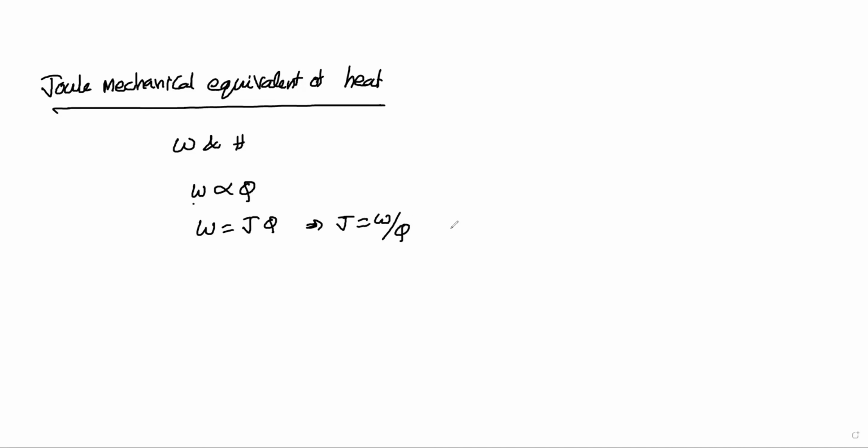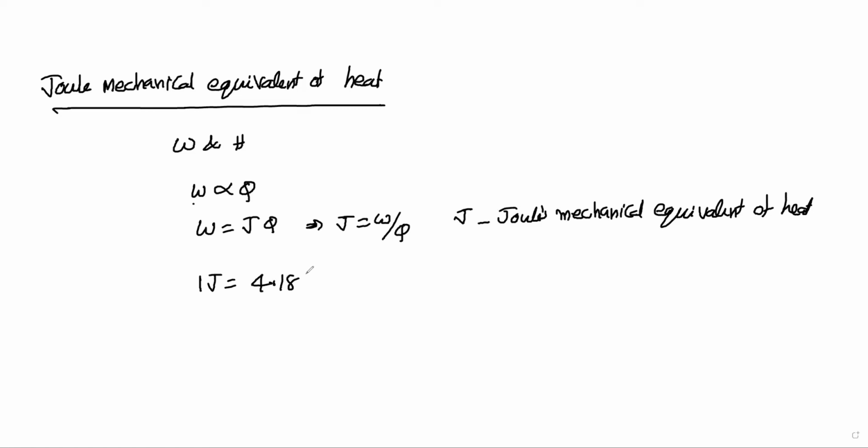The proportionality constant J, we can call it Joule's mechanical equivalent of heat. So J is equal to 4.186 joule per calorie. That is equal to 4.186 into 10 power 7 erg per calorie. Got the point? Yes, sir.